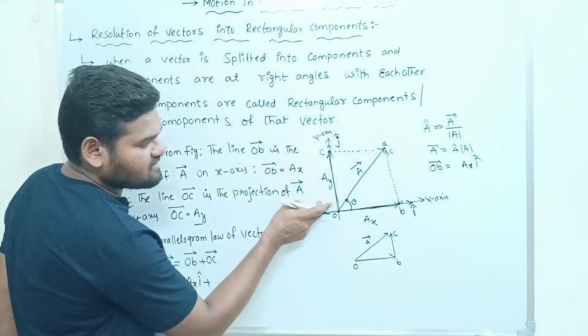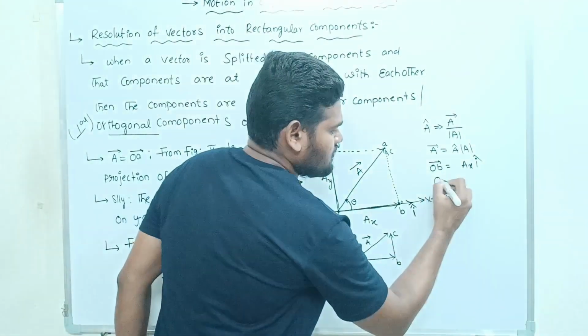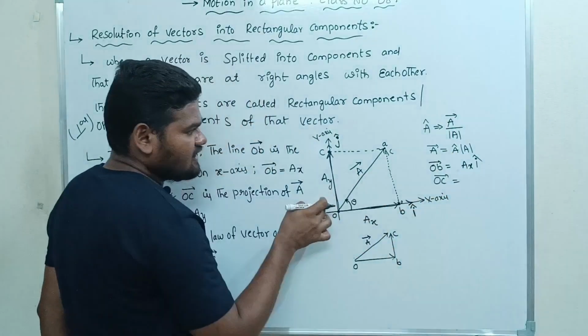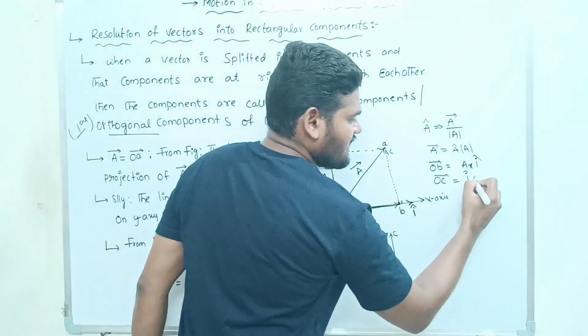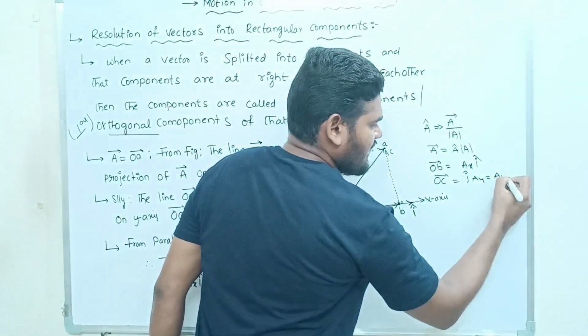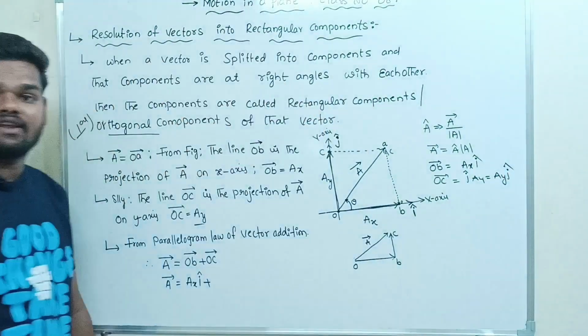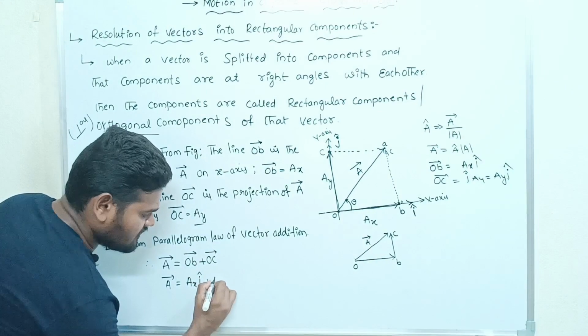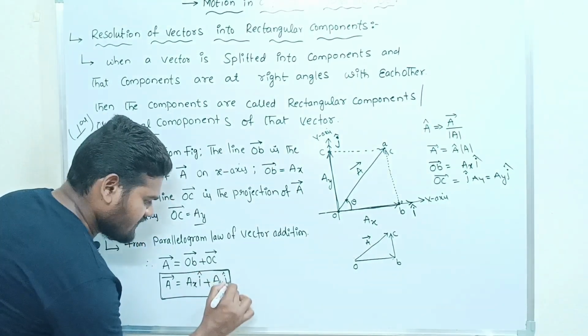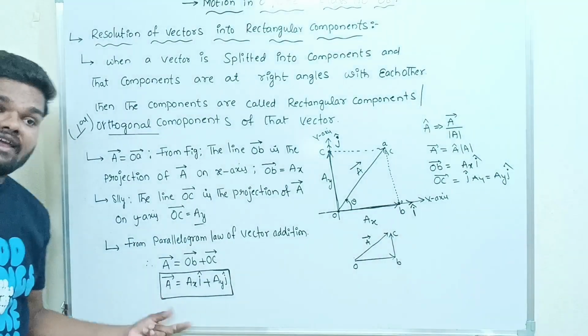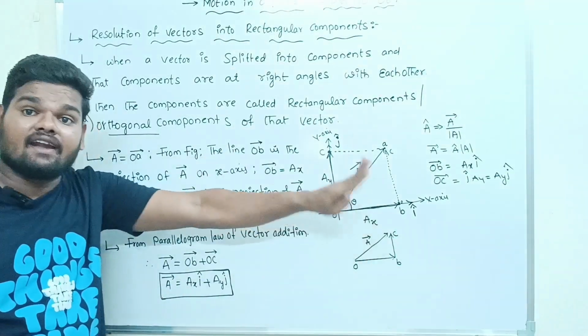Plus OC bar is equal to. What is the unit vector? J cap. What is the magnitude along this direction? AY. And it can be written as AY J cap. OC bar is nothing but AY J cap. This is the vector form of the A bar vector along the x-axis and the y-axis.